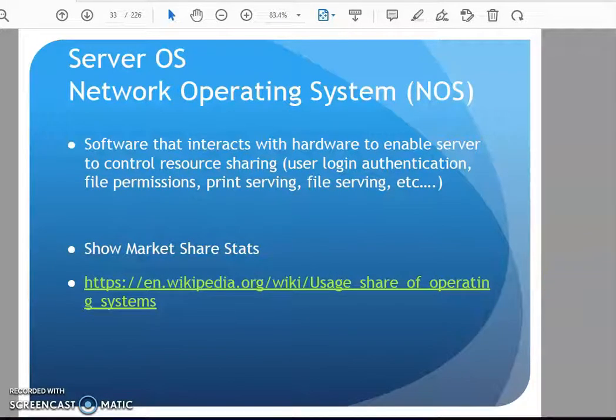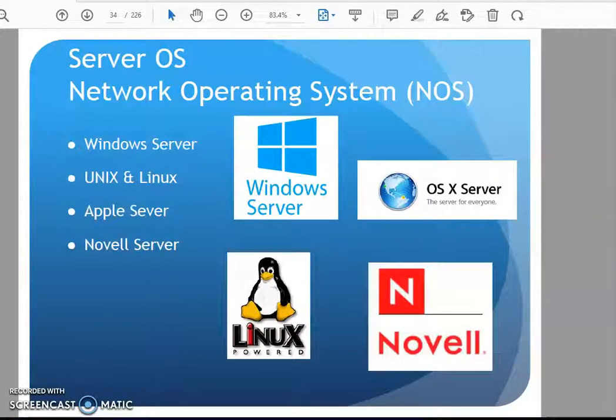Okay, and that is, let me show you real quickly here, Windows Server, Linux Server, Apple Server, and if I go back in time a little bit, Novell Server. These are the big server OSs that you encounter. Now, let me just do this real quick.